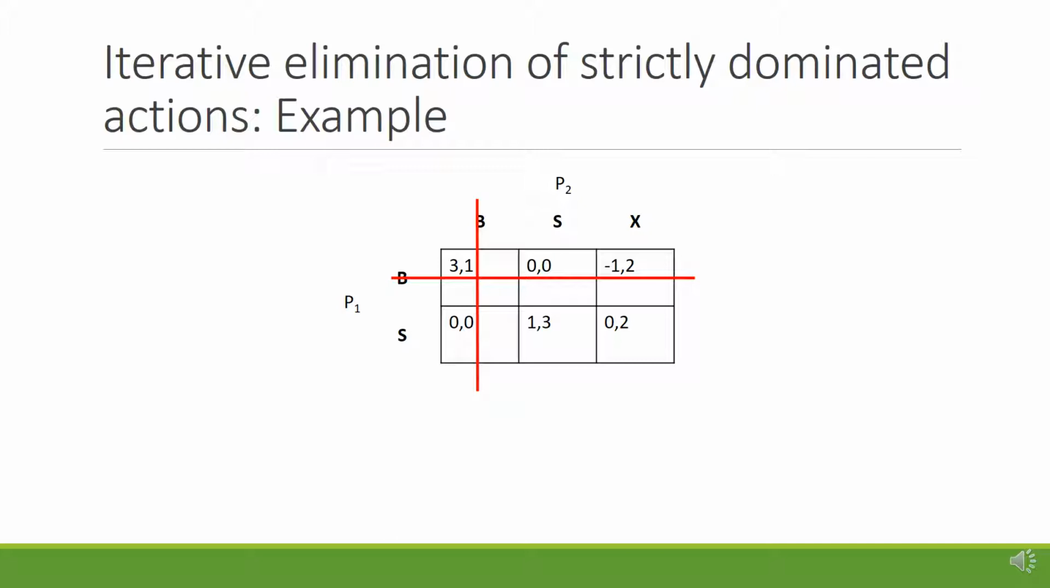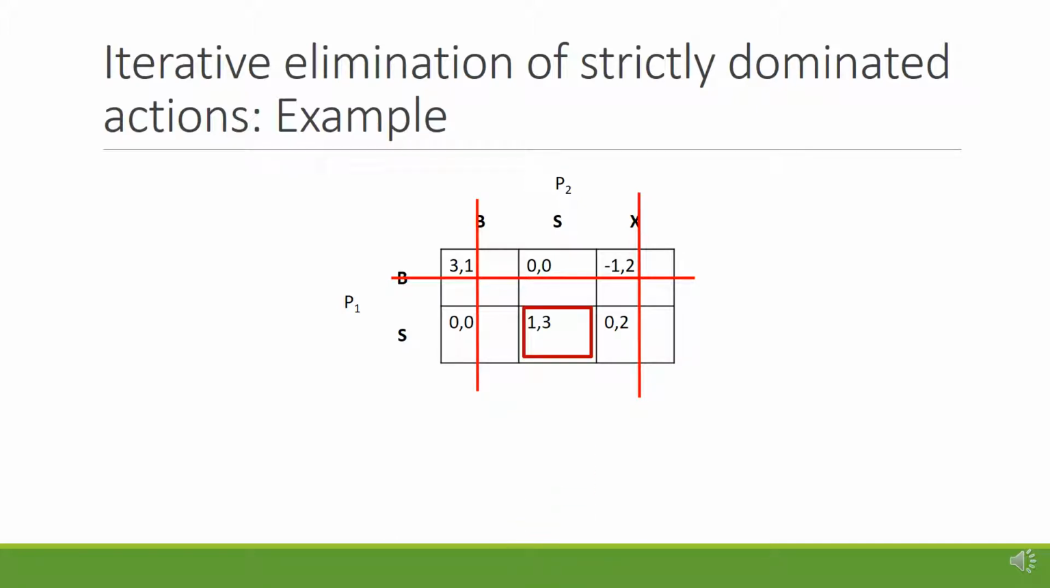Between S and X, we can see that player 2's strategy S is strictly better than strategy X, since the payoff is strictly greater than the payoff from X, which is 3 is greater than 2. So in this final round of elimination, we can eliminate player 2's strategy X, because we know she is never going to play this strategy. So this is gone, and finally the only strategy that is remaining here is strategy S for player 1 and strategy S for player 2.